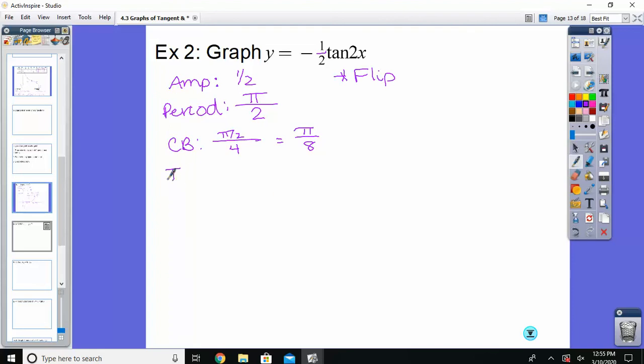Let's go ahead and do the interval. Where do we typically start and stop tangent? So negative pi over 2, less than or equal to 2x, less than or equal to positive pi over 2. If we divide by 2 or multiply 1/2, we get negative pi over 4, less than or equal to x, is less than or equal to positive pi over 4.